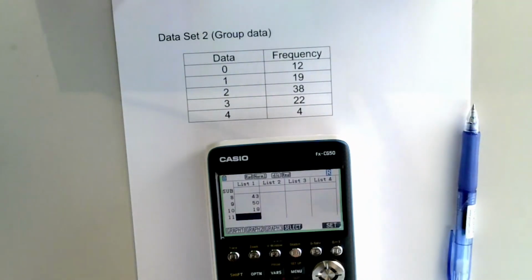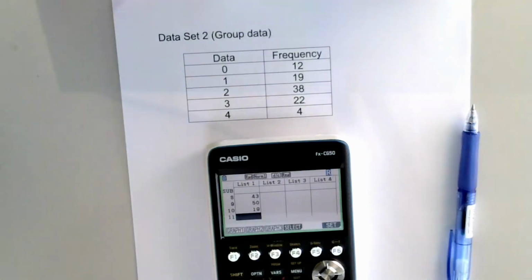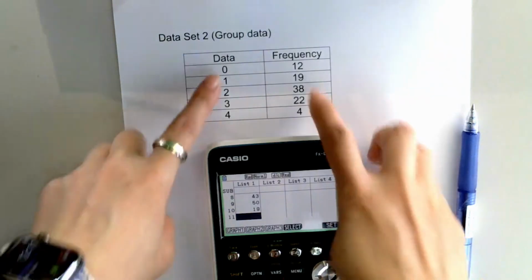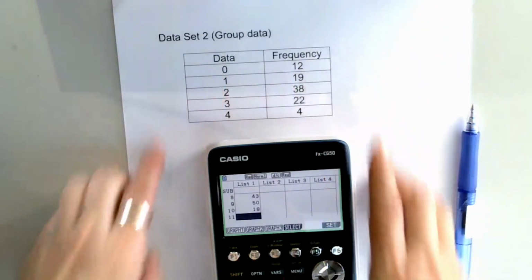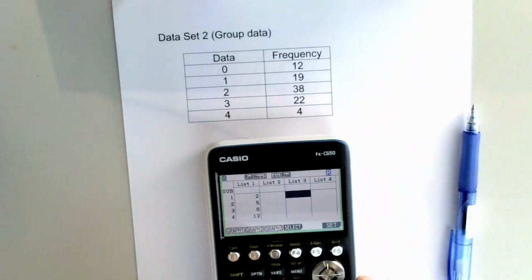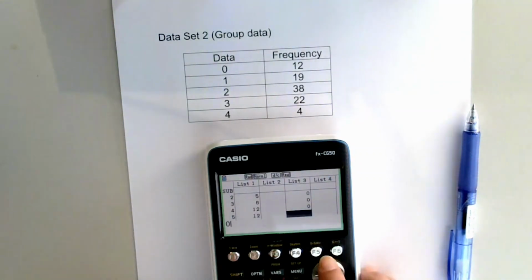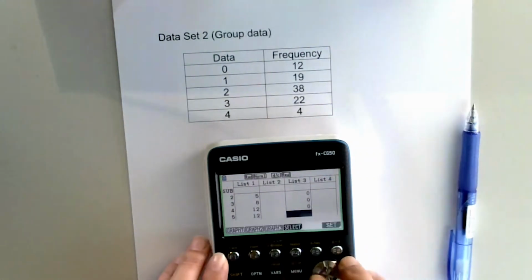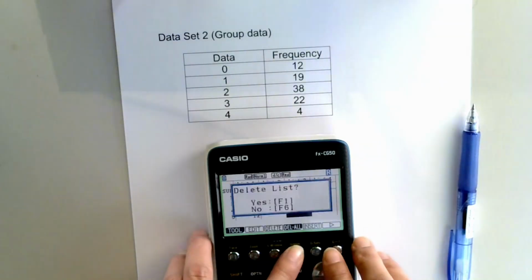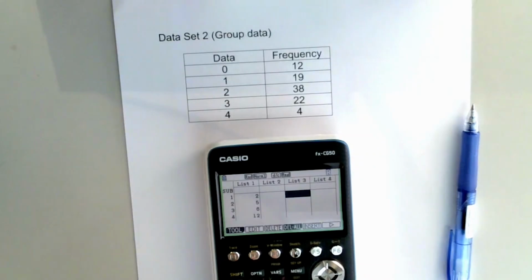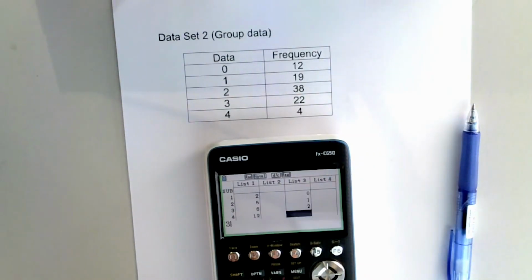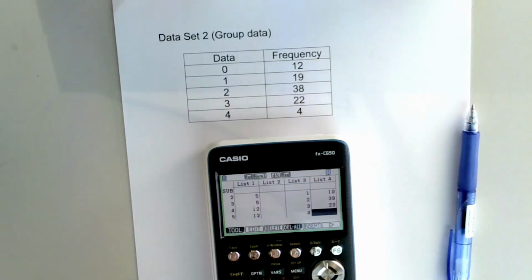Sometimes your data is provided as grouped data. So I have 12, 0, 19, 1, and so on. So if you got only 1, you have to do this. 1, 2, 3, 4. You have to count 19, 0. And unfortunately, I have a life, so I won't do this. So I delete all. What I'll do is we do 0, 1, 2, 3, 4. And then the next one is 12, 19, 38, 22, 4.